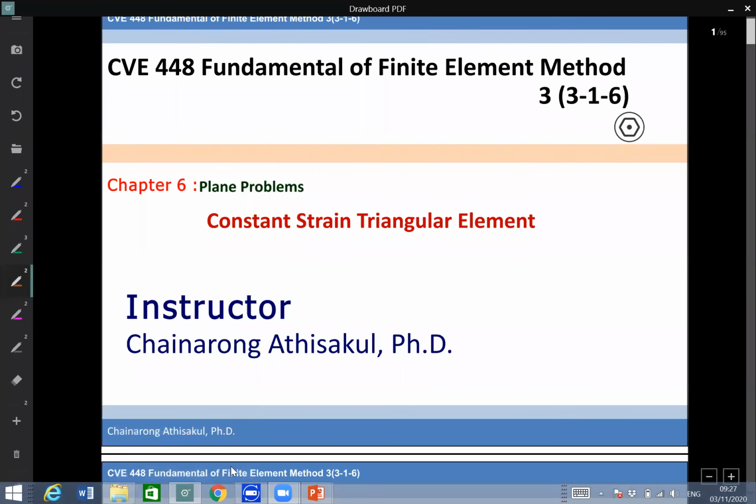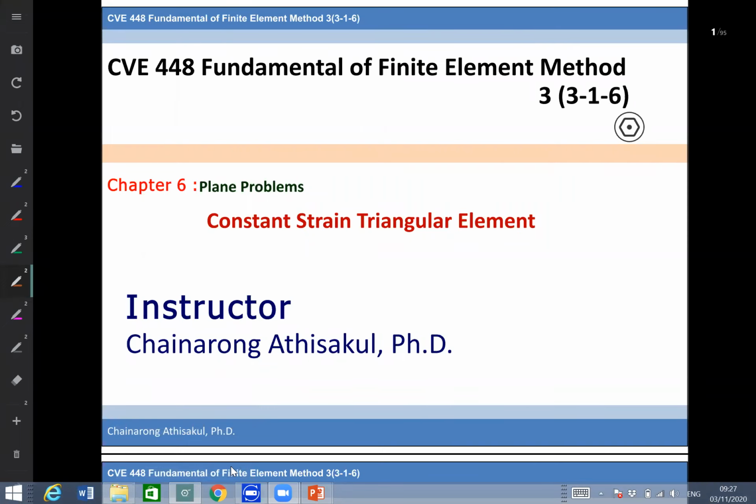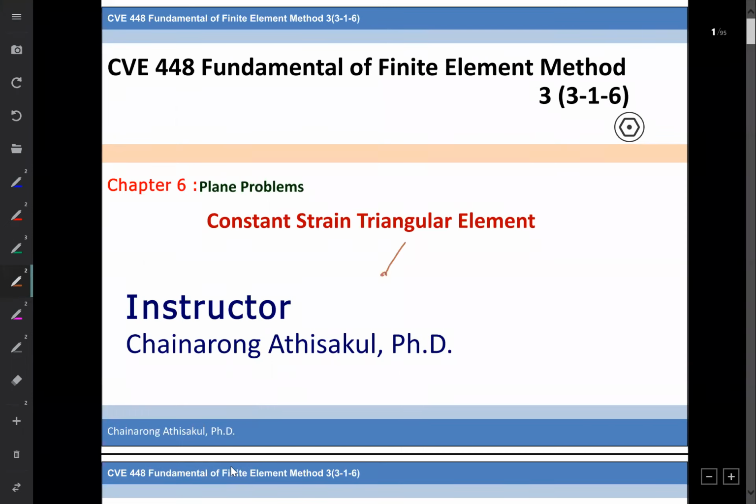Okay, today we will be talking about the plane problem. For this course, we will limit it to just the constant strain triangular elements. Triangular means that the element is a triangular shape with just three nodes. For another type, the procedure is the same.